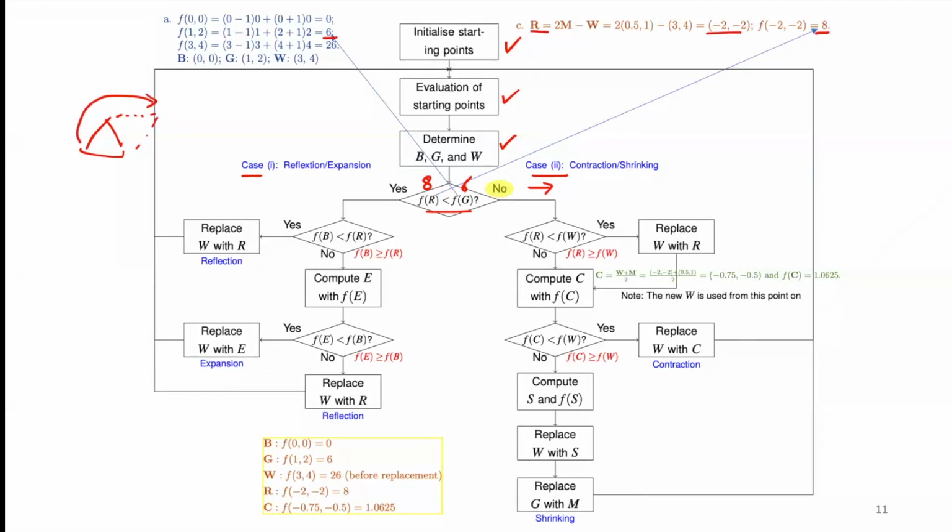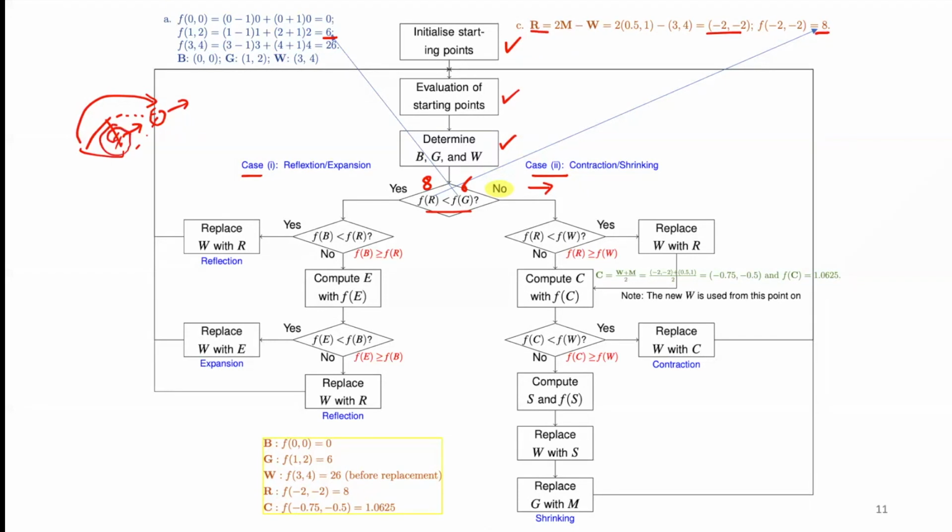But we just find out that the reflection point is not better than the average, that is the good point. It indicates that the reflection is not very useful. We are not searching in a good direction. That means this direction is not a good direction. So it implies that the optimal point would not be in this direction, but maybe somewhere in the middle.